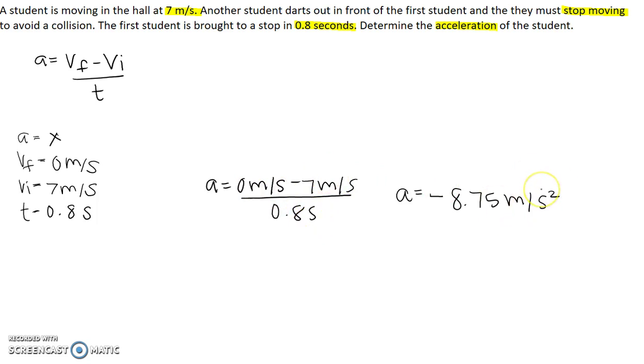And then this meters per second squared unit, on top here we have meters per second over seconds. And if we think about that unit, meters per second, which can also look like this, so that's where that meters per second squared comes from.